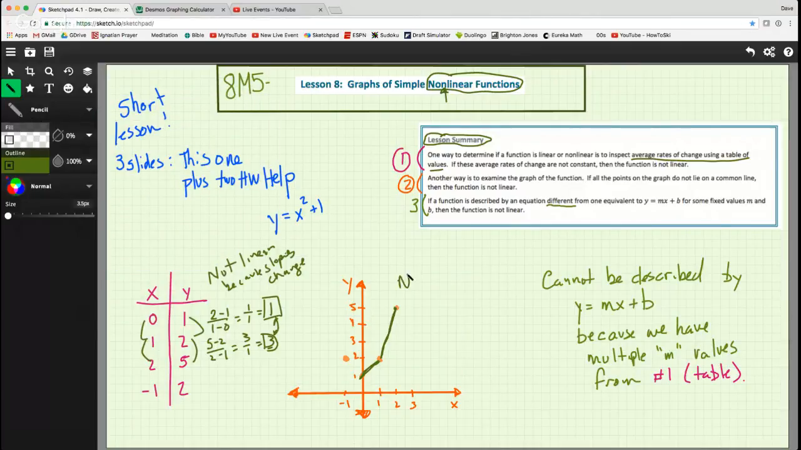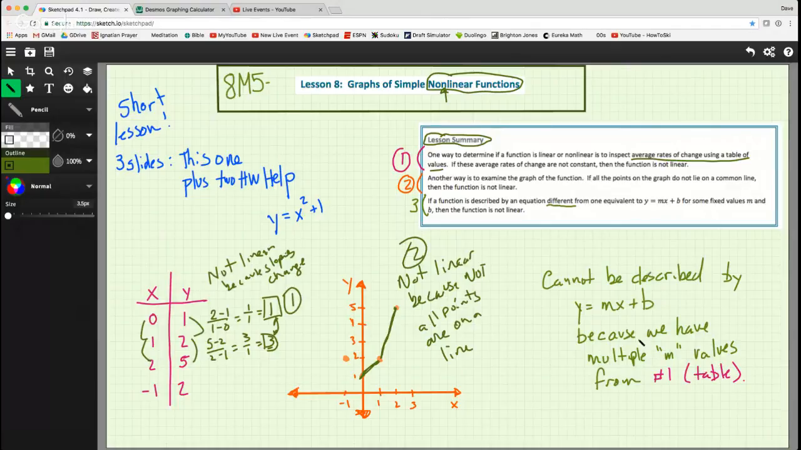It's not linear because not all points are on a line. So that's rule number 2. This was rule number 1. And rule number 3 says you cannot describe the data with y equals mx plus b. If you can do this, then it's linear. But if it can't, then it's not linear.